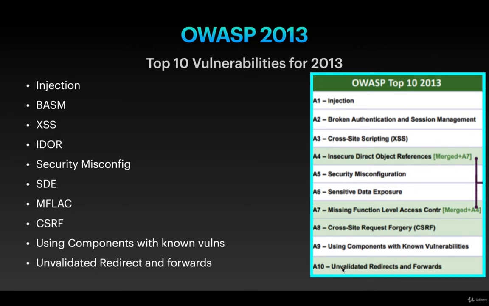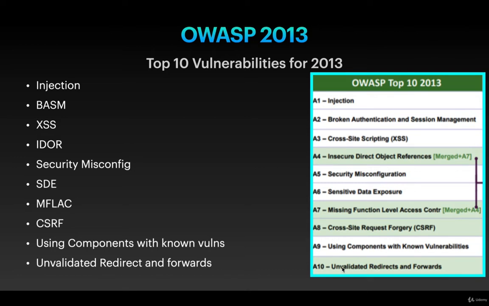Fifth is security misconfiguration, also known as security misconfig. Sixth is sensitive data exposure, also called SDE. Seventh is missing functional level access control, MFLAC. Eighth is CSRF, cross-site request forgery. Ninth is using components with known vulnerabilities, and the last one is unvalidated redirects and forwards. Okay, so this was the OWASP 2013.